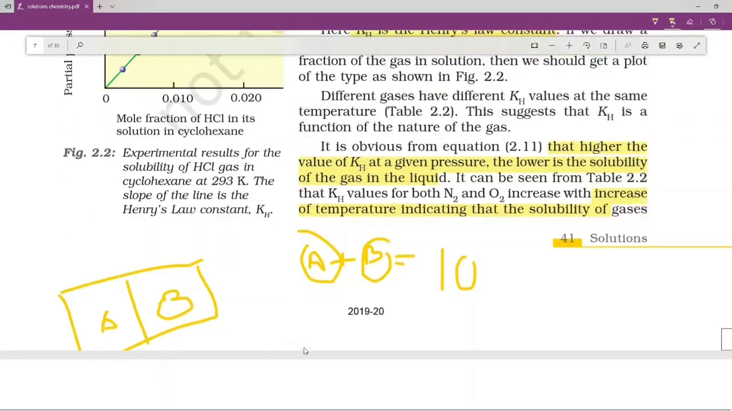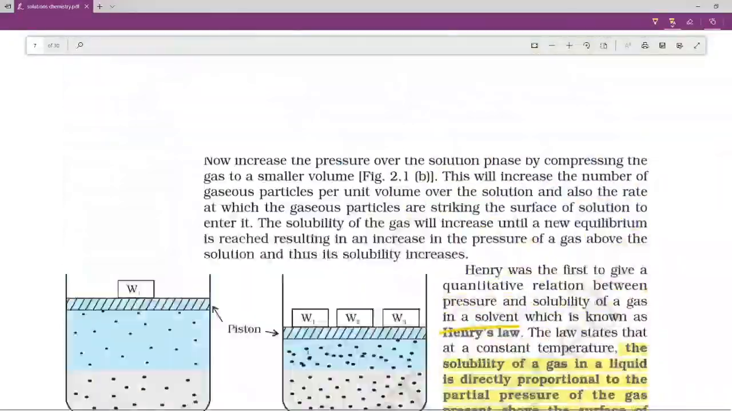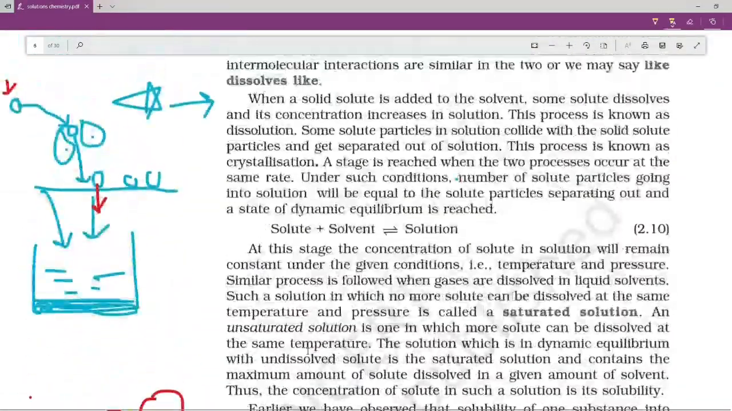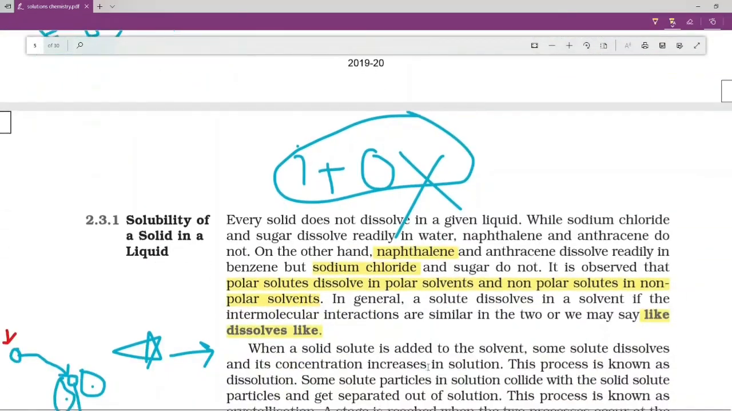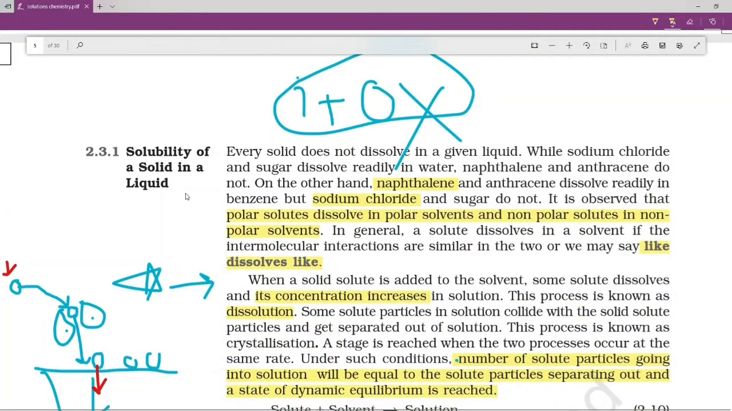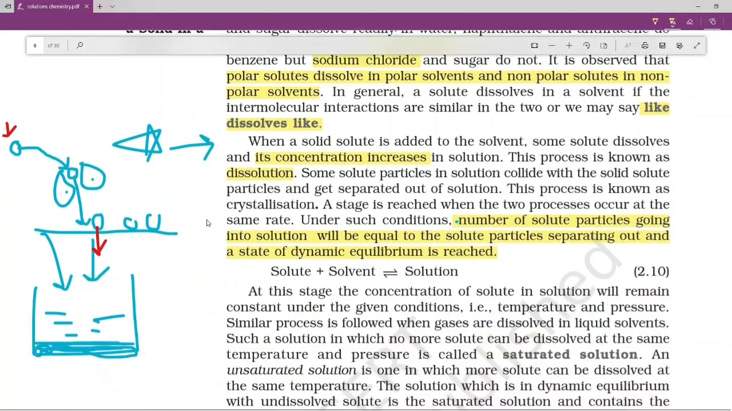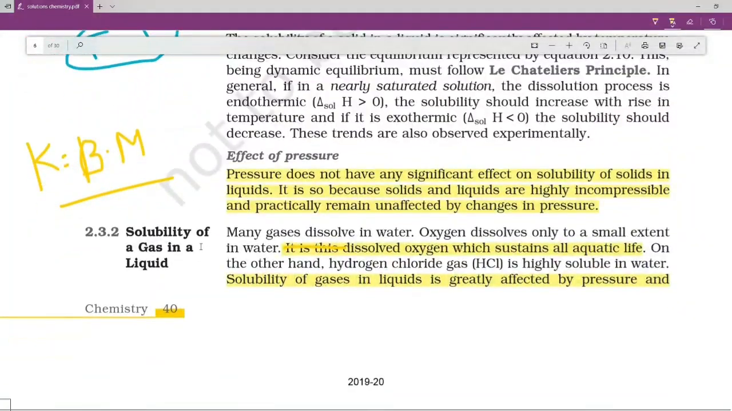So if we summarize this whole topic of solubility, then we can clearly say that the solubility depends on a number of factors, that is the maximum amount, the specified nature of solute and solvent, temperature and pressure. If you talk about the solubility of a solid in liquid, then it is independent of most of the factors except temperature. And if we discuss the solubility of a gas in liquid, then it is dependent on pressure also, temperature also. Thank you.